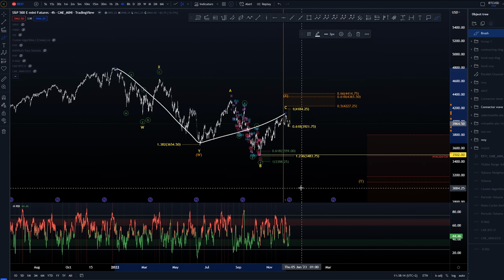Then if we have the W here, we would be looking for a correction or something that is correcting this structure, having a connector basically and then pivot upwards.